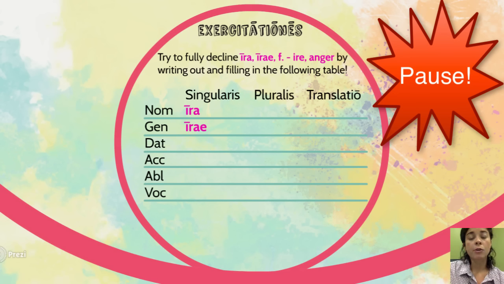If you need to, you can always rewind the video and look back at the previous slide so that you can see what the translation would look like. Or if you can't remember the endings, just rewind the video and pause it, and you can use that to help you fill in the rest of this chart. So again, pause the video and fill in the rest of this chart now.